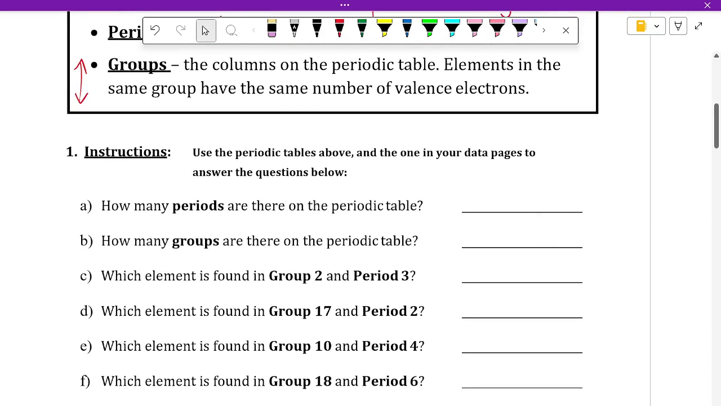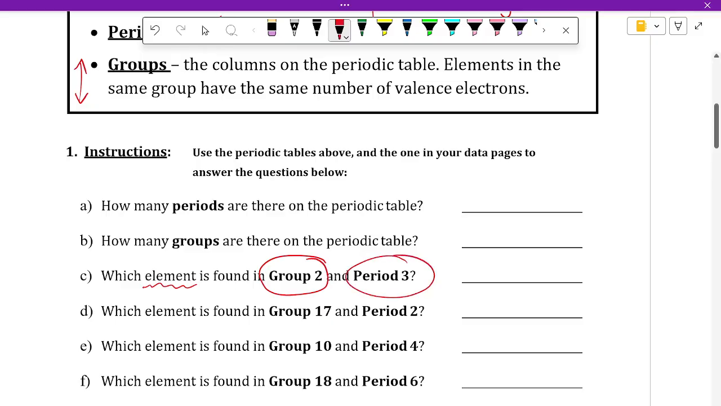And what we're going to do is together we're going to do 1C, so you can see how it's done, and then we're going to do the next page so that you don't have to wait and wait and wait, okay? But let us go and find the element that is in group 2 and period 3.